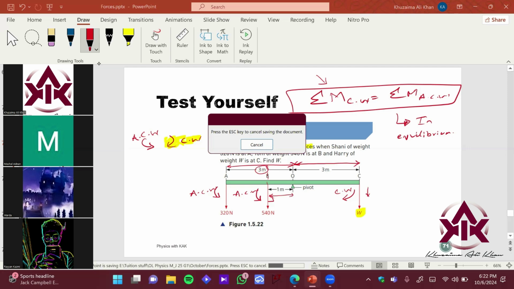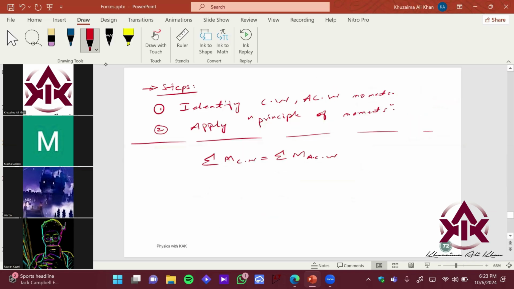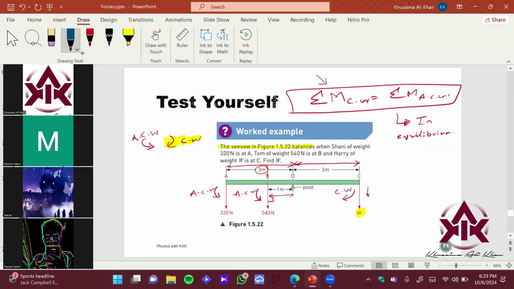So you have only one clockwise moment, which is only W. Only W is causing movement in the clockwise direction. The other two forces are causing movement in the anti-clockwise direction. So let's put it in the formula. Therefore, we get the following: W into 3 equals to... There is no other clockwise moment over here, so we have just one component.